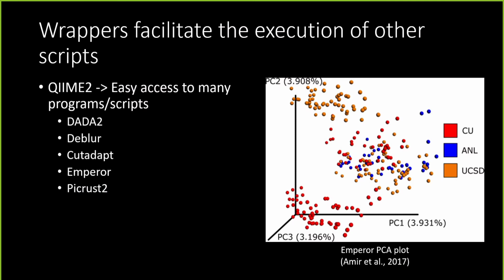Wrappers like QIIME2 have many programs inside of them, like DADA2, which is a pipeline to do the sort of analysis that we're going to be doing later. It's got Deblur, it's got programs like Cutadapt, which will go through sequences and cut out certain sections and remove primers and whatnot. It also has a program called Emperor, which you can use to make these sort of PCA plots here. So this is actually one from their paper.